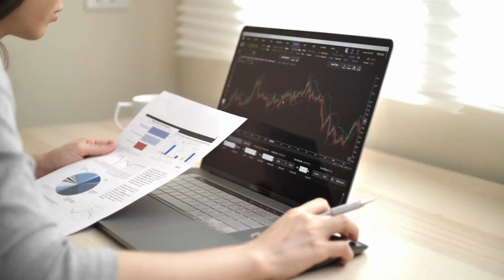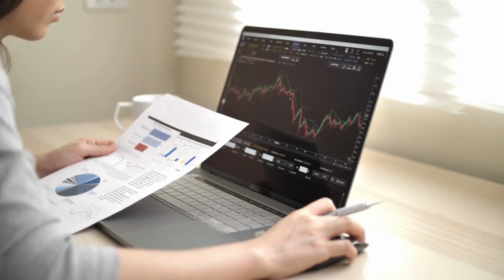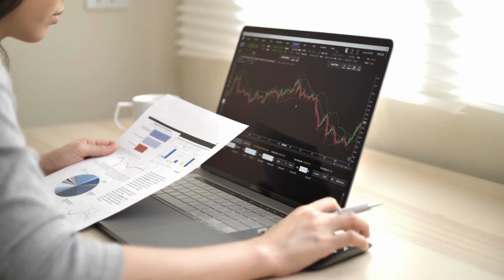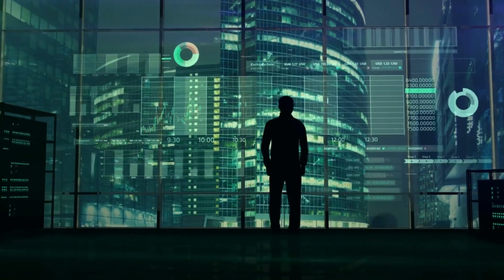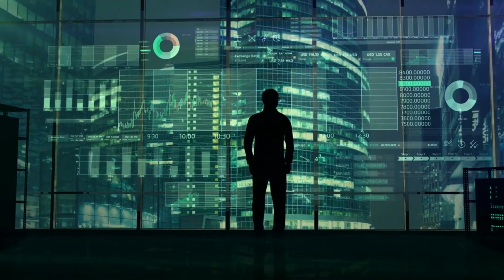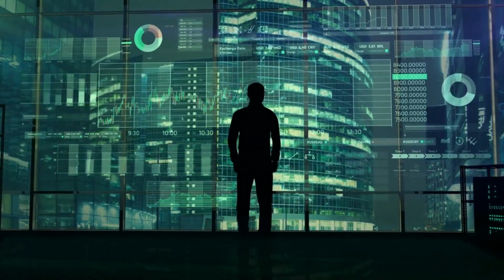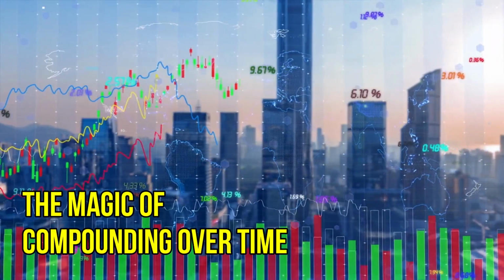But here's where it gets interesting. In the second year, you aren't just earning interest on your initial $1,000, but also on that extra $50 you accumulated. So your interest in the second year is $52.50, 5% of $1,050, not just $50. This process keeps repeating, and with each passing year, your money grows more substantially. The magic of compounding over time.